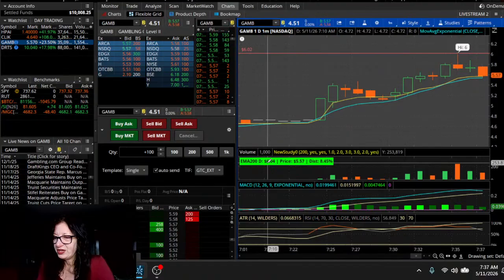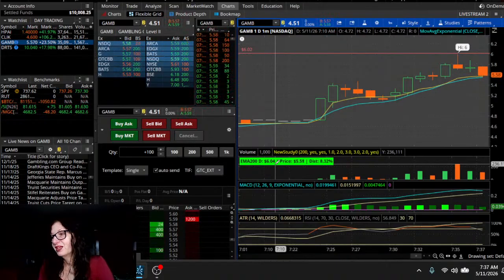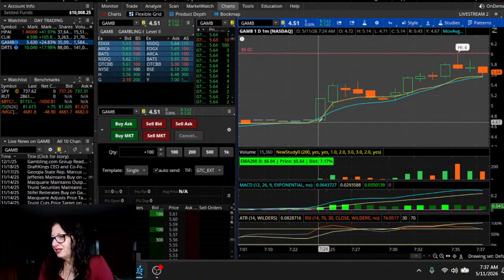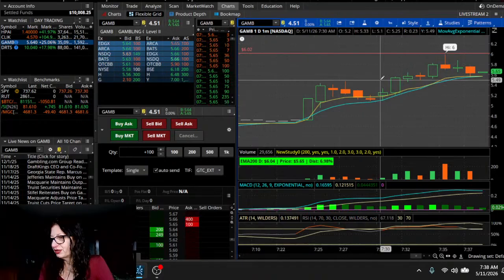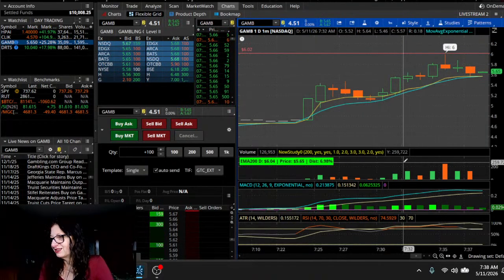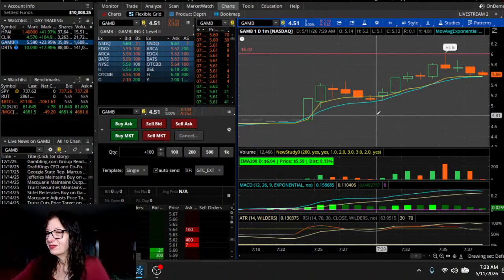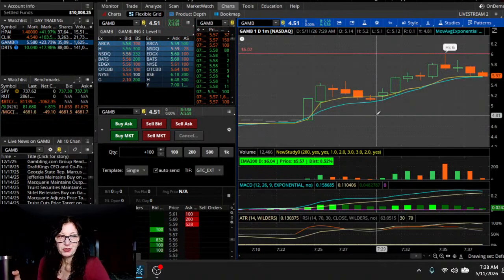But here we know now that the 200 EMA is a point of resistance. Although this is pretty clean price action, right? It popped up, the volume went up, it pulled back on lower volume, it popped up. Well, a little choppy here, but no news.